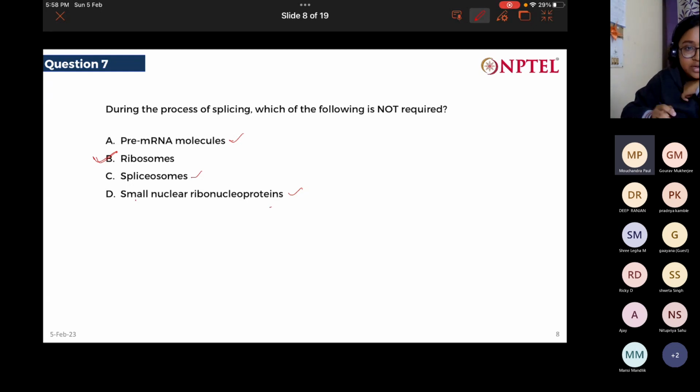And yes, obviously for splicing to happen, we need the pre-mRNA molecules. But what we don't need is the ribosomes. Ribosomes are not part of the transcription process at all, so they won't play any role in splicing. So the answer will be B here.